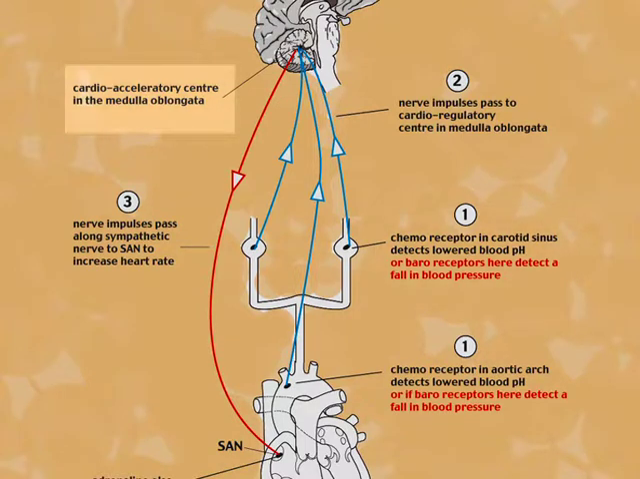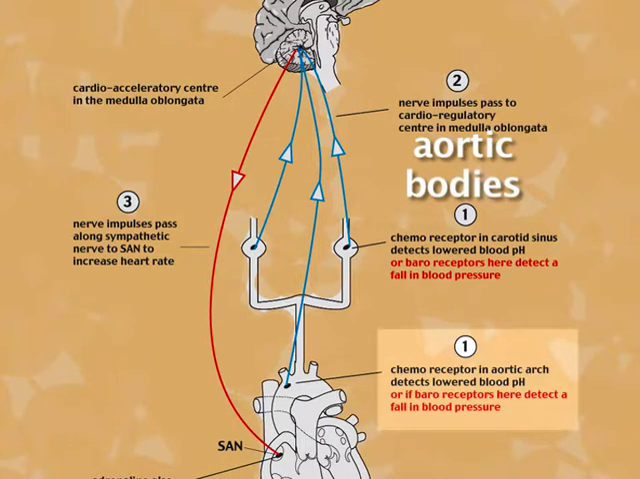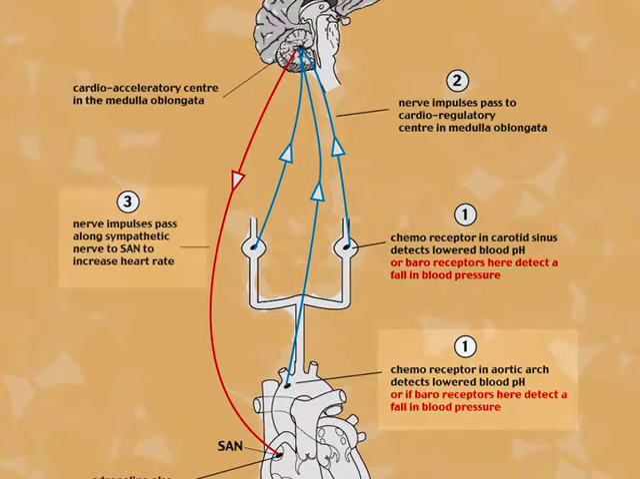There are also chemoreceptors inside the medulla and in the aortic bodies of the aorta walls. These stimulate the cardioacceleratory center in the medulla, and as a result, nervous impulses pass along the sympathetic nerve to the SAN, and the heart rate increases. This increased blood flow will remove carbon dioxide from respiring tissue more quickly.